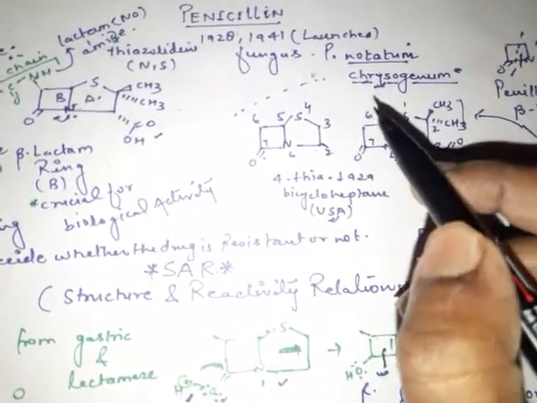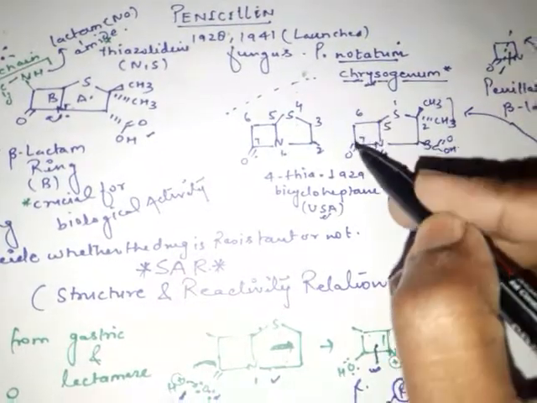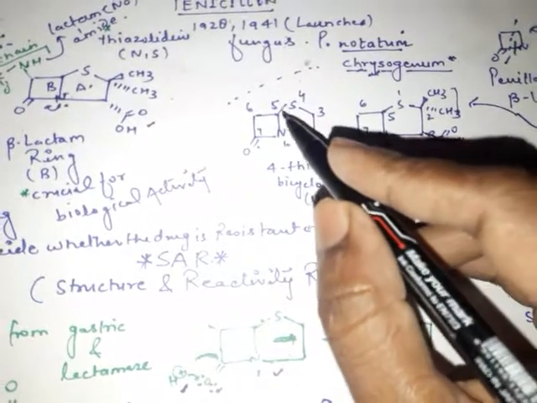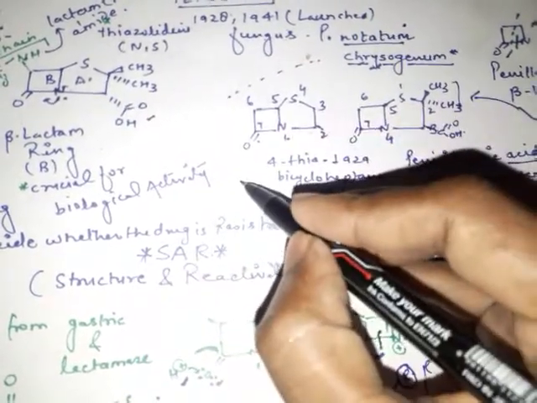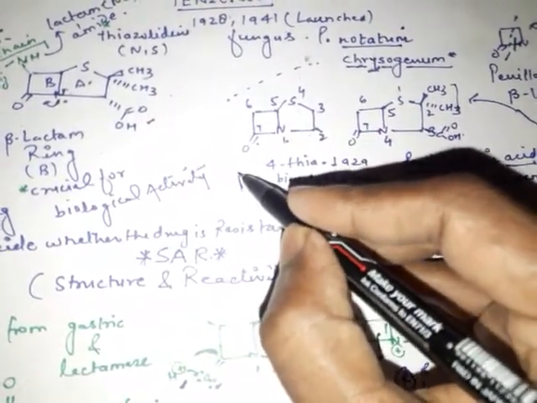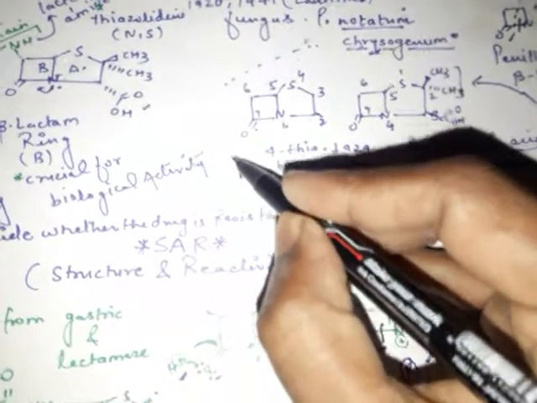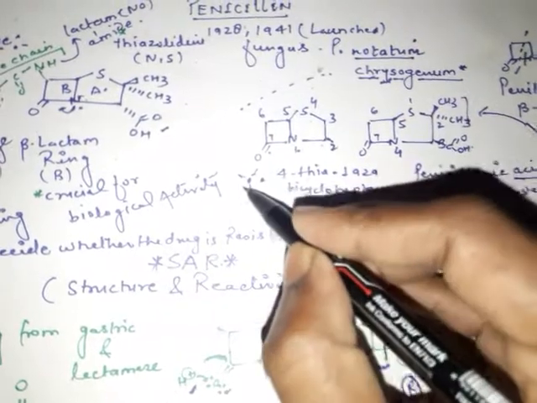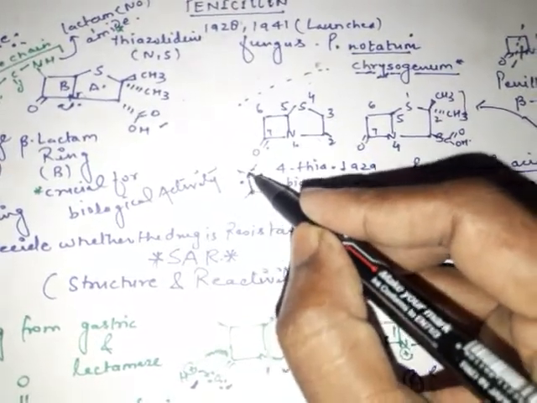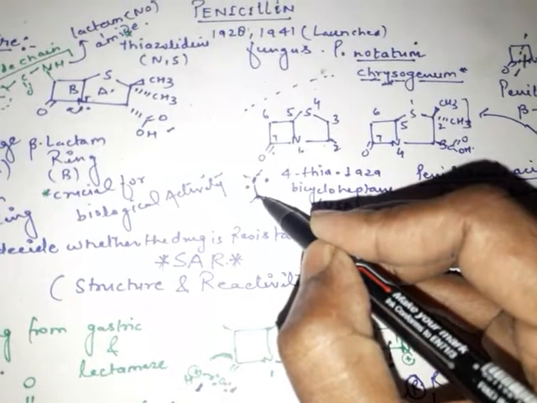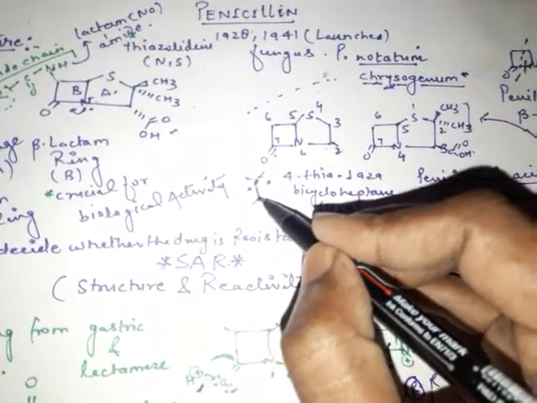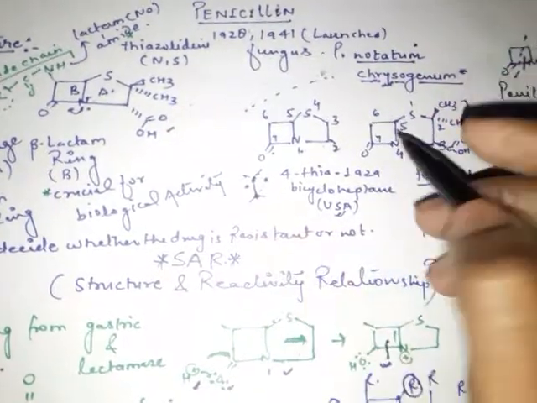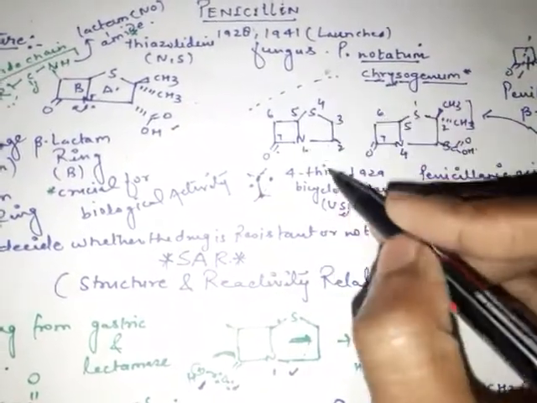On position 1, aza is present. Bicyclo means 2 rings are present. How can you recognize whether a system is bicyclic or not? If the framework has a ring, and another ring, with a shared carbon, and you can replace one carbon by any other heteroatom, the system will be bicyclic. So it is called 4-thia, 1-aza.